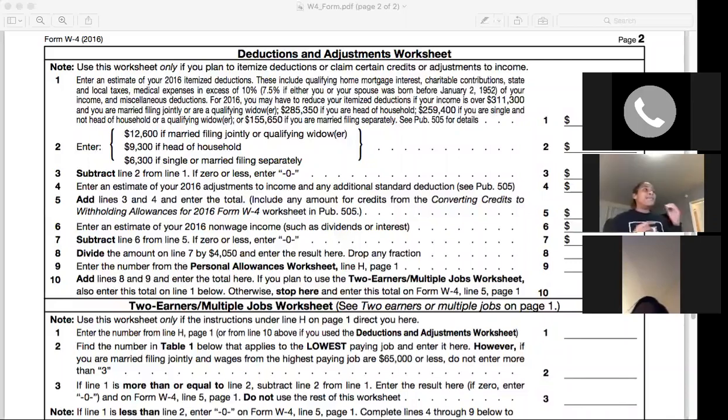Line 8, divide the number on line 7 by 4,050 and enter the result here. Drop any fraction. So if on line 7 we've got 16,000, now you divide that by 4,050. Somebody do that really quickly for me and tell me what the number is. I think it's going to be like 3.9, but someone let me know real quick.